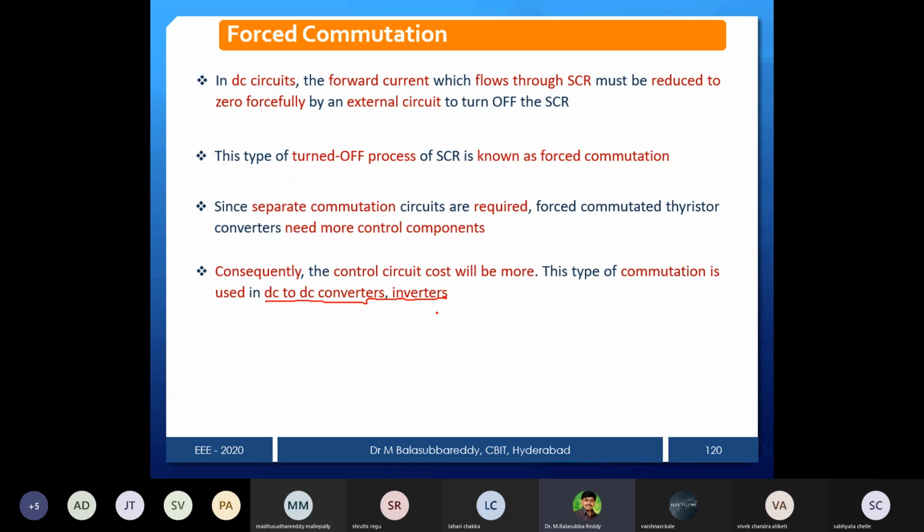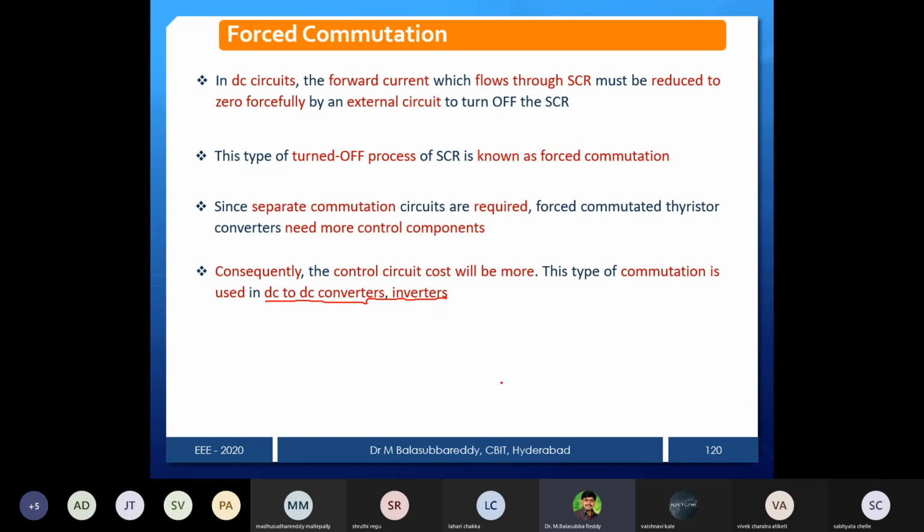So obviously there are two controllers that require forced commutation. One is DC to DC, that is a chopper. Another one is an inverter, because an inverter converts DC to AC. And also one more, the cycloconverter. Its input is AC only, but we need to turn off the device before it reaches the natural zero. That's why we require forced commutation there.